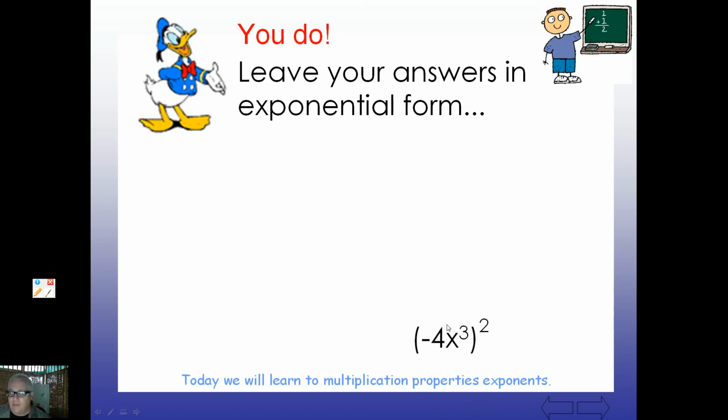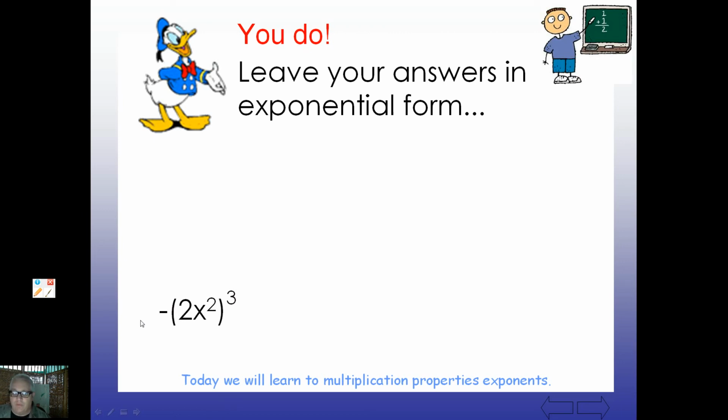How about this? A little bit messier looking, but still fine. You've got negative 4x cubed, and all of that is going to be squared. So if we take this and we say it's going to be 2, you're going to end up with negative 4 squared. So what's negative 4 times negative 4? And then you've got x to the 3rd squared, and let's see what you end up with here. Did you end up with 16x to the 6th? Might be tempting to put a 5 there. Remember, you're multiplying those two.